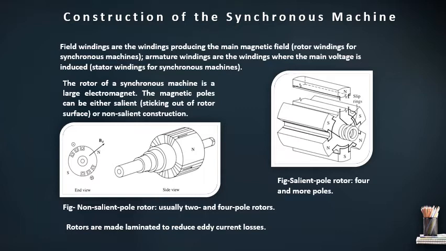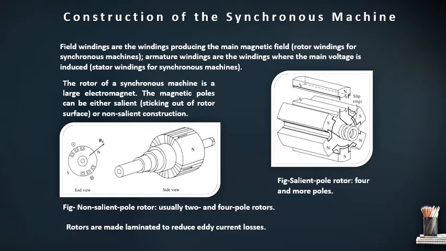The field windings are the windings producing the main magnetic field, or the windings which carry the excitation current, meaning the supply is connected. The rotor winding of a synchronous machine, meaning the field winding, is placed on the rotor circuit. Armature windings are the windings where the main voltage is induced, placed on the stator. The rotor of the synchronous machine is a large electromagnet. The magnetic poles can be either salient or non-salient.